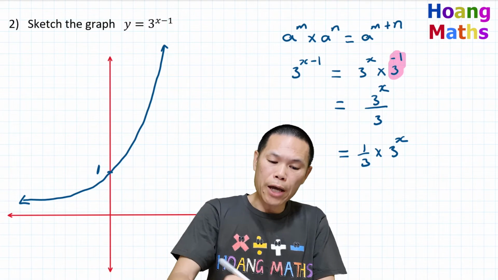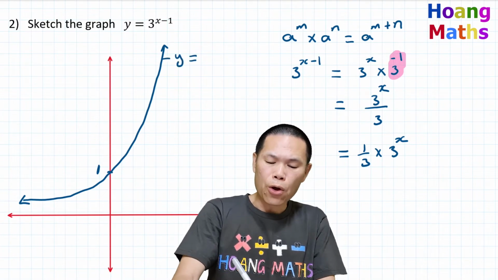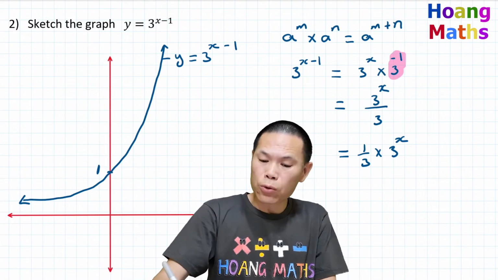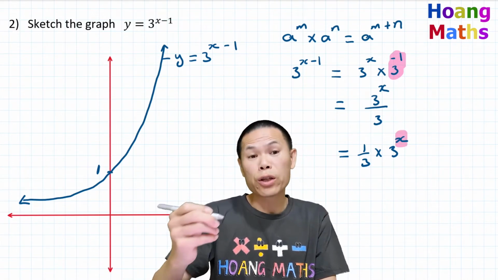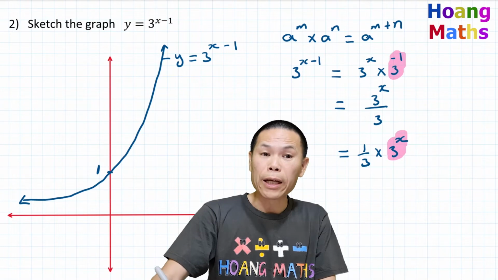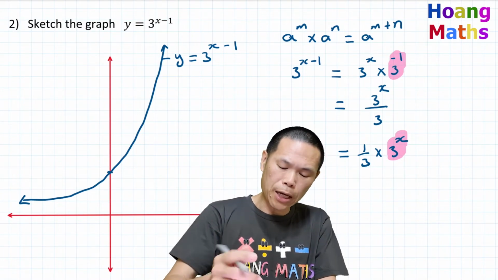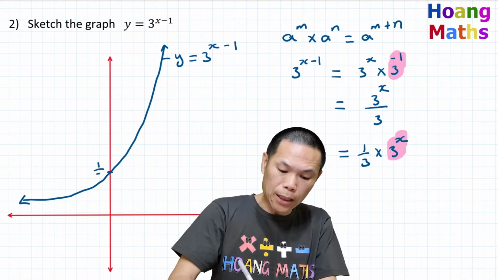So that means y equals 3 to the power of x minus 1. So when x equals 0, 3 to the power of 0 is 1. And 1 times a third, or a third times 1, is a third. Okay, so this number here is a third.